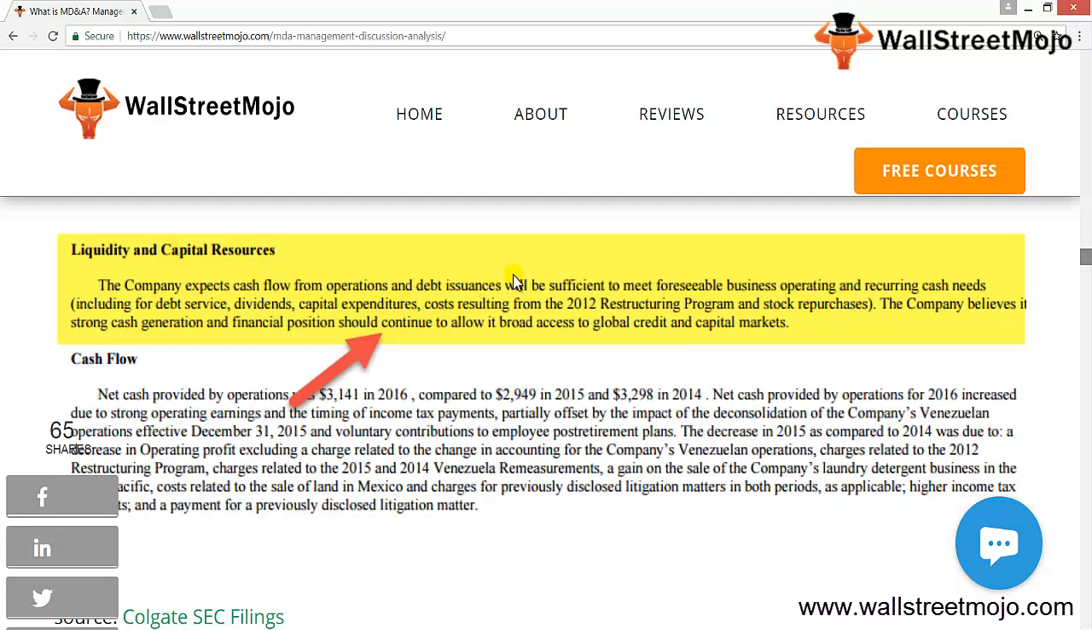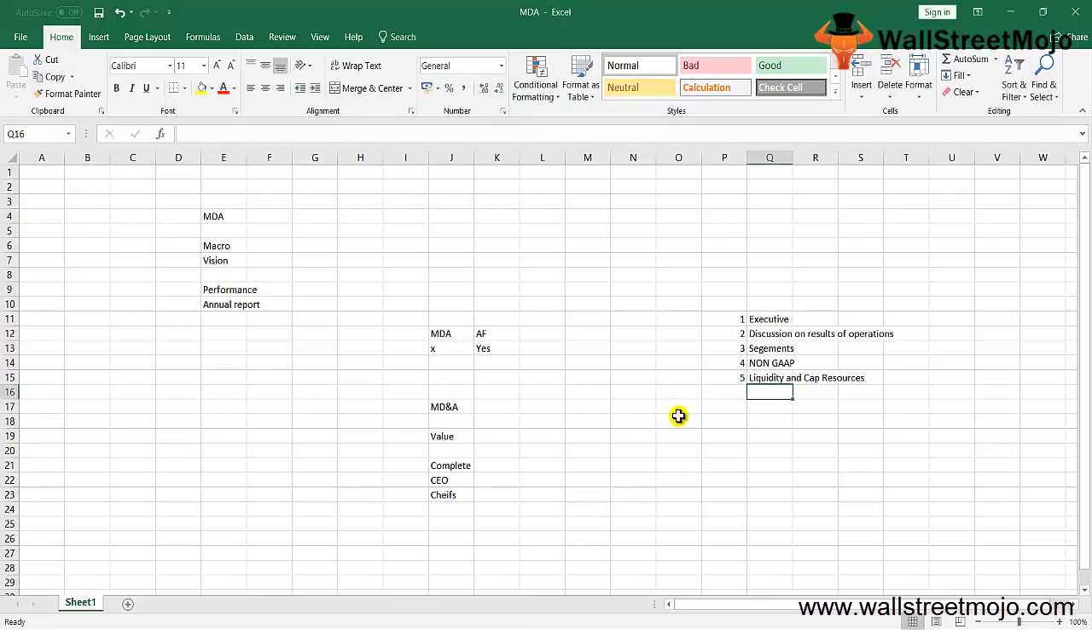Over here we can see that Colgate generated close enough to 3141 in 2016 as its cash flow from the operations, and its cash flow from the investing activity was close enough to $499, and then additionally the cash flow from the financing activity was an outgo of 2233 in 2016. So additionally the long-term debt, including the current portion of the debt, decreased to close enough to 6520 in 2016. The next thing of management discussion and analysis, the sixth point, that is the off-balance sheet arrangement.